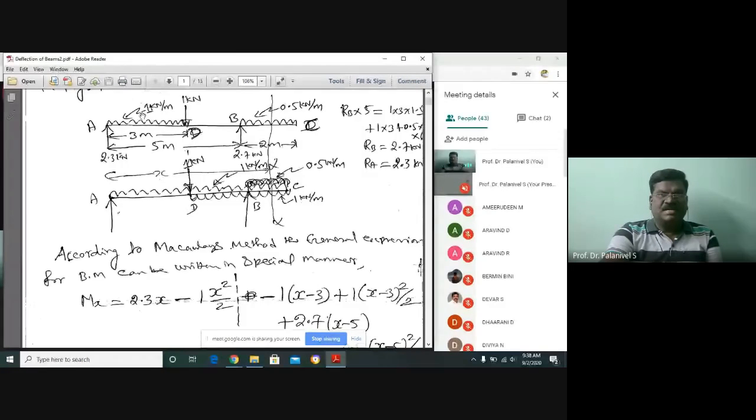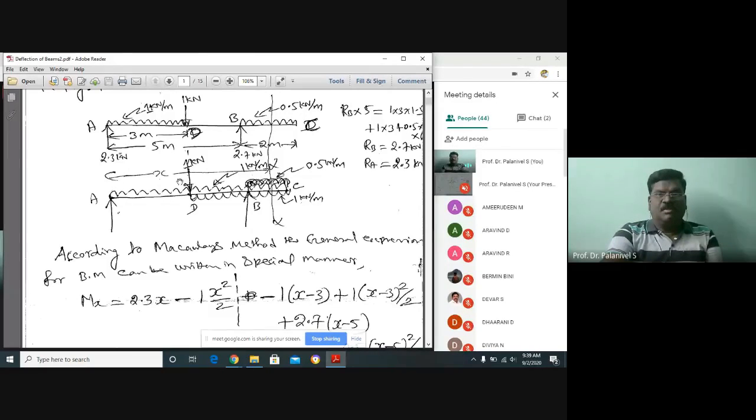Because if you write the general expression for bending moment, this will be the general expression in the portion AD. That is why you have to put the dotted line here. Then we come to the next part of the general expression for bending moment. The support reaction is over, this UDL is over. Now we come to this 1 kilonewton. This 1 kilonewton is acting vertically downward, so that is minus.